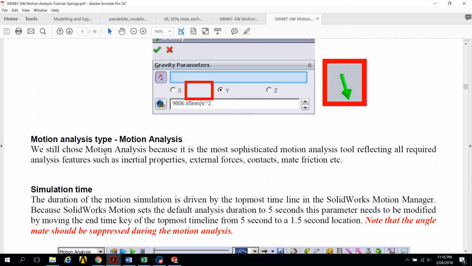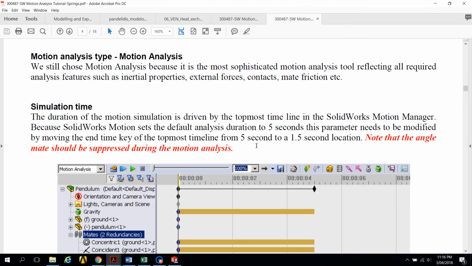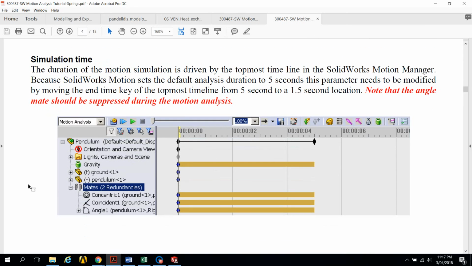For the motion analysis type, we will choose motion analysis because it's the most sophisticated motion analysis tool, reflecting all the required analysis features such as the internal properties, the external forces, the contacts, mate frictions, and extra. For the simulation time, by default we get 5 seconds. We should take it to 1.5 seconds. Note that the angle mate should be suppressed during the motion analysis.